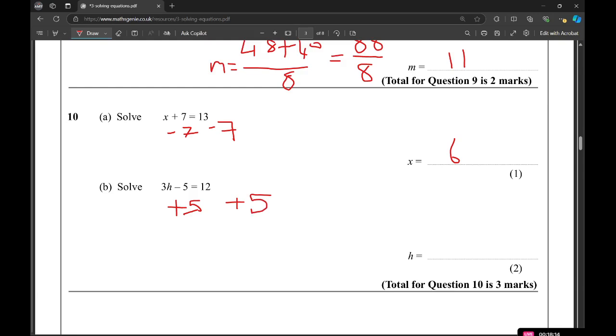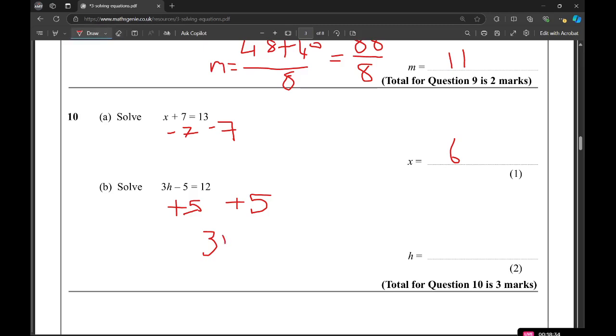Well done, Leo. Spot on. So you have 3h. Oops, sorry, guys. I apologize about that. My new pad has been a bit funny. It's quite sensitive on my fingers.